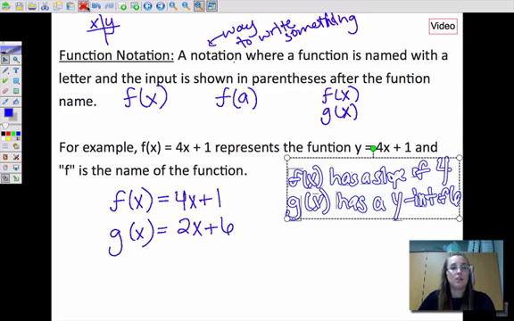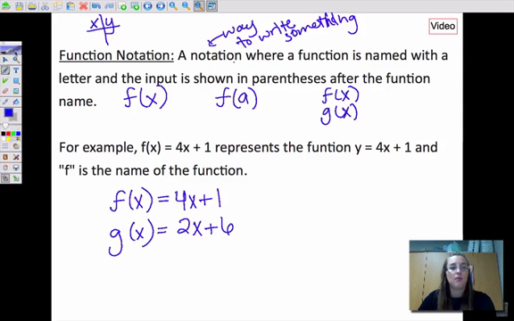And something I want to make sure that you write down is how you actually say this out loud. If you have the f and the parenthesis x and close parenthesis, you would say this as f of x. That means the function f with an input of x.